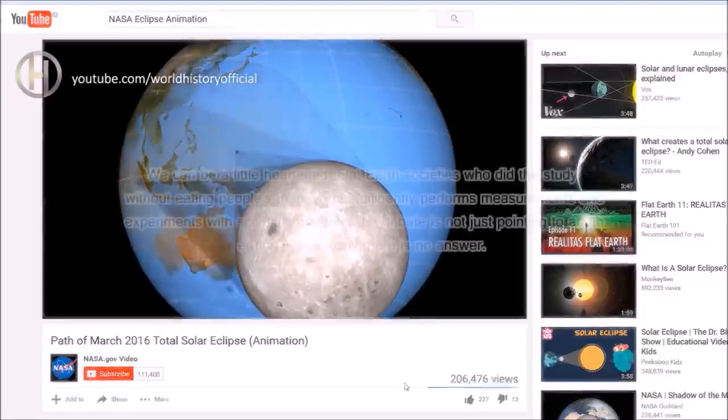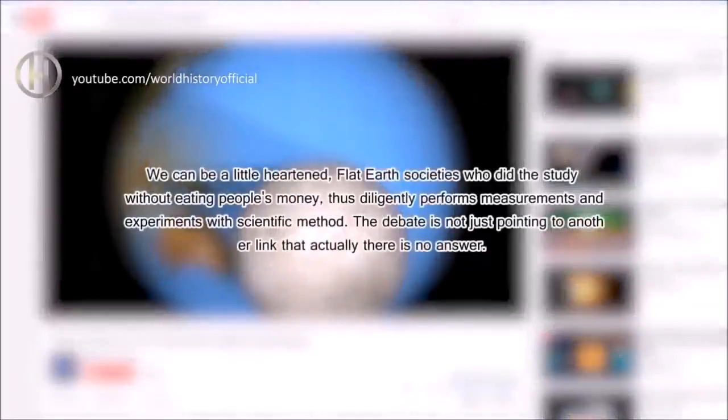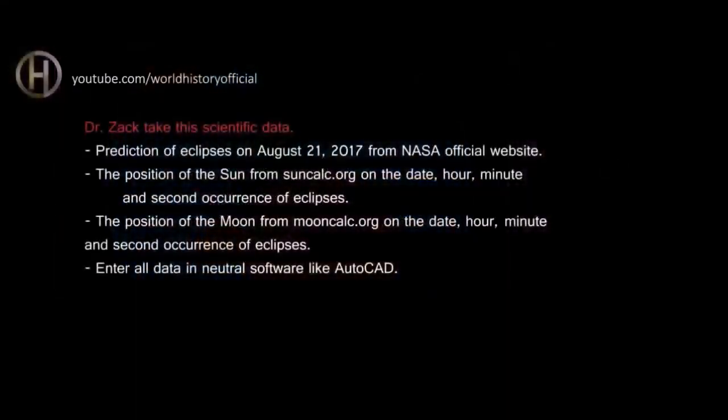Propaganda for tricking people. We can be a little heartened: Flat Earth societies did the study without aid from people's money, and thus diligently perform measurements and experiments with the scientific method. The debate is not just pointing to another link that actually has no answer. Dr. Zach took this scientific data.